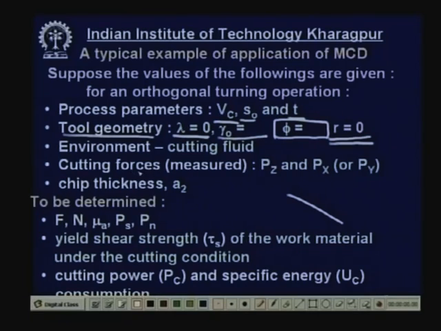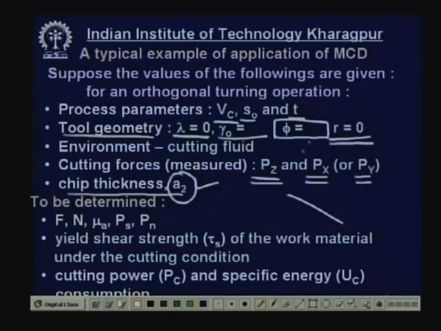Cutting forces are measured. By dynamometer we measure the forces Pz and Px or Py, or Pz, Px, Py, all these three forces. We know the values from measurement. These are available, and the thickness of the chip that comes out after deformation is also known. If not known, it has to be measured.